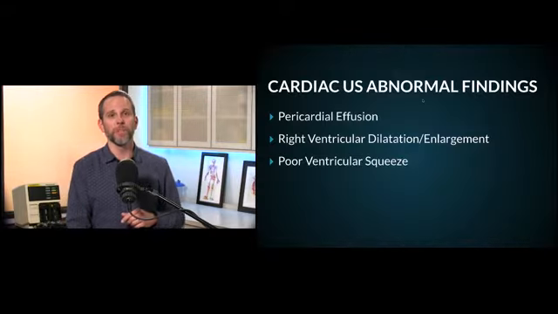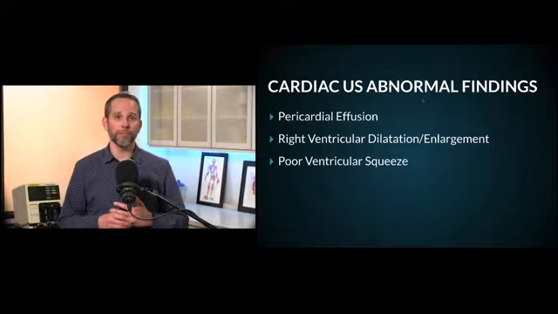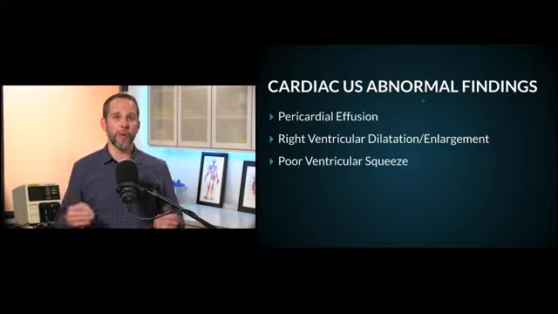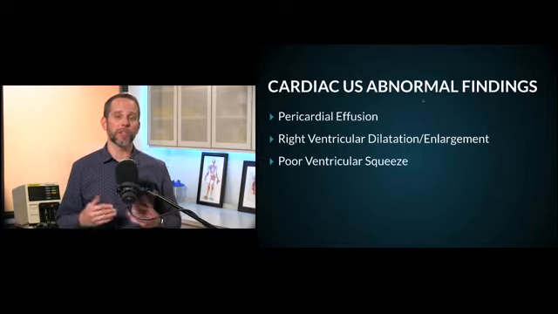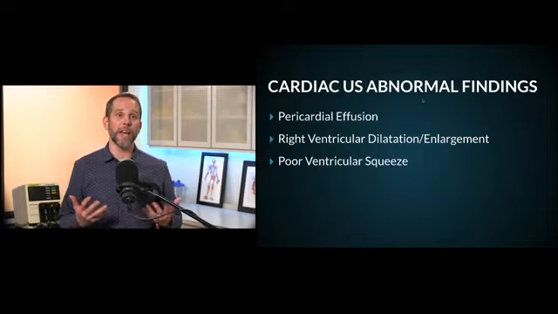Good. So we'll look at pericardial effusion, similar to what we saw on the FAST exam, but this would be a non-traumatic pericardial effusion. We'll look at right ventricular dilatation and enlargement, which is something you'd think about in terms of large PE or pulmonary hypertension. And the last one is poor ventricular squeeze, such as a heart in CHF or one that's had a MI, not squeezing well, a pump failure kind of deal.